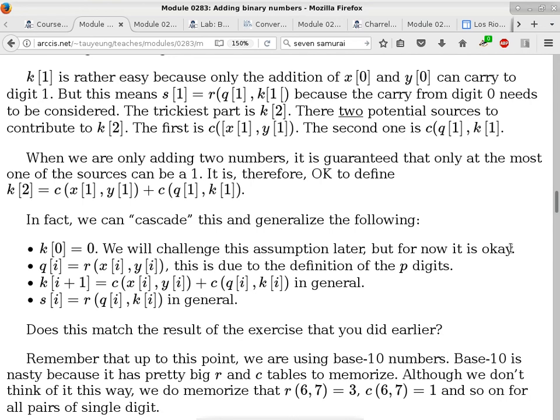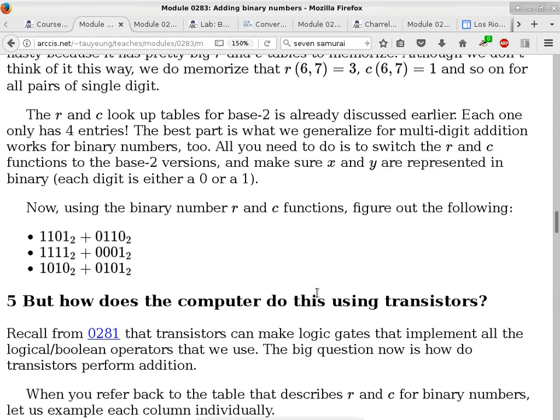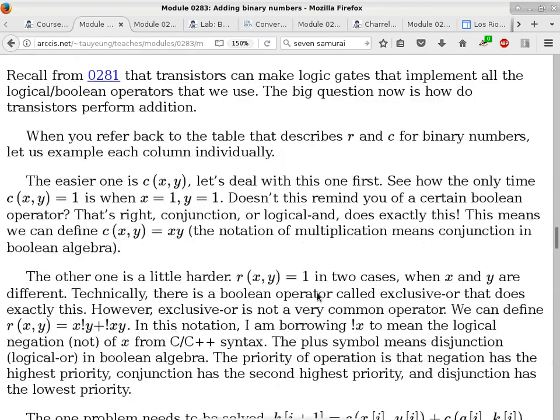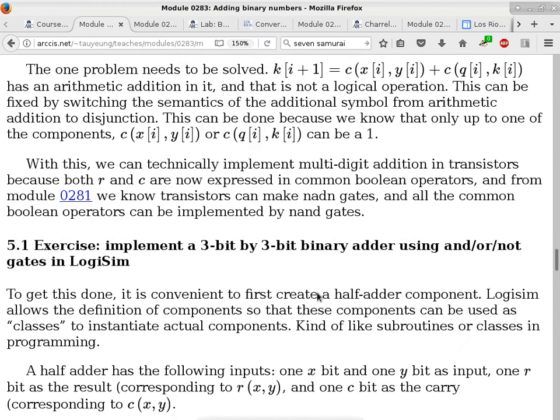Q of i is the XOR of x[i], y[i]. K of i plus 1 is C of x[i], y[i], or C of q[i], k[i]. Okay, basically the same thing. I just changed the step forward instead of backwards. And then the sum is the XOR of q[i], k[i]. So same stuff. Okay, notation wise a little bit different, but otherwise it is the same. Okay, so we boiled everything down to logic gates and stuff like that.